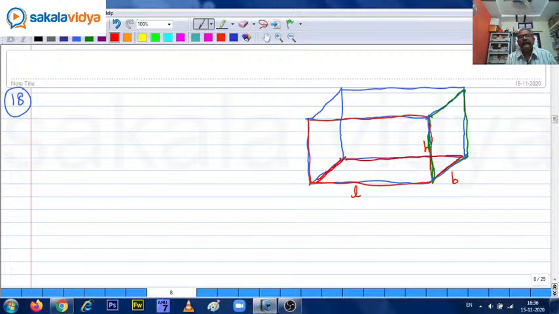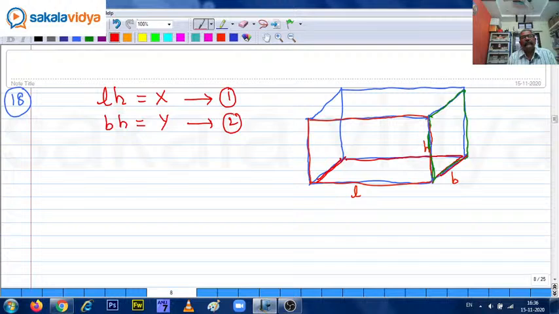So the area of this red face is L into H. So LH equal to capital X, equation 1. Area of the green face means B into H. So BH is equal to capital Y. This is the second one. Next, the area of this face we need to find out. This area is a rectangle, length into breadth. That is LB equals Z, given.